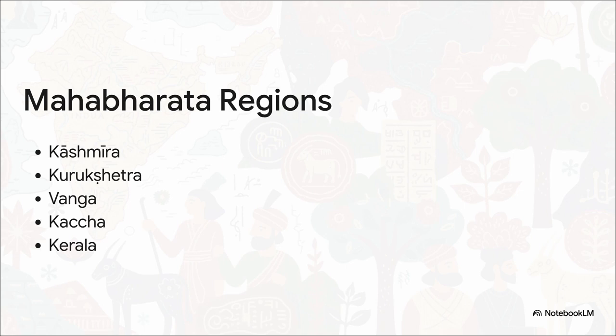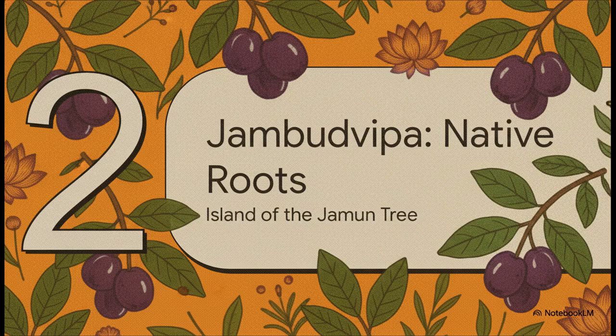The ancient epic, the Mahabharata, gives us a fantastic snapshot of this. It lists these specific, unique regions, places like Kashmira in the north, Kurukshetra, Vanga in the east, Pragjyotisha, Kacha in the west, all the way down to Kerala in the extreme south. These were distinct kingdoms covering the map, which just goes to show how incredibly diverse the land was, even back then.